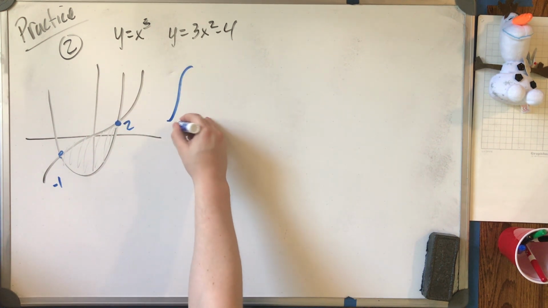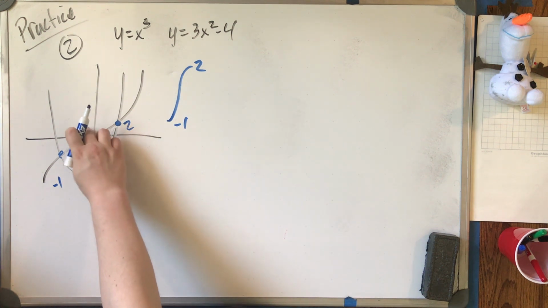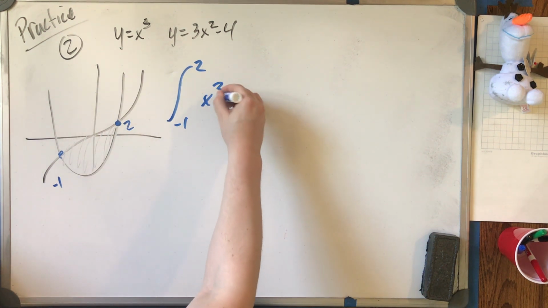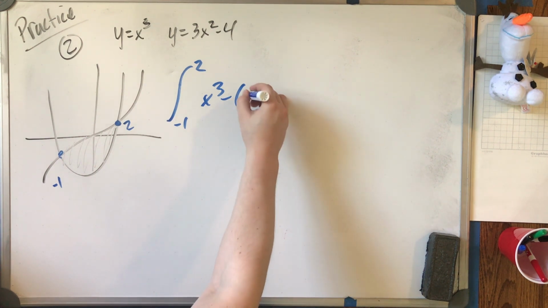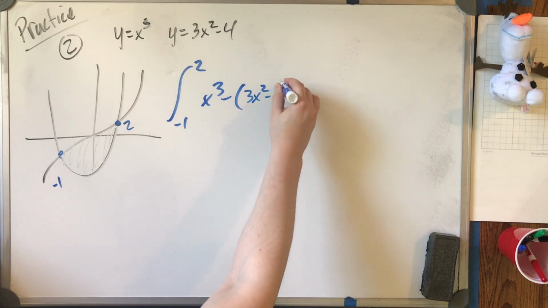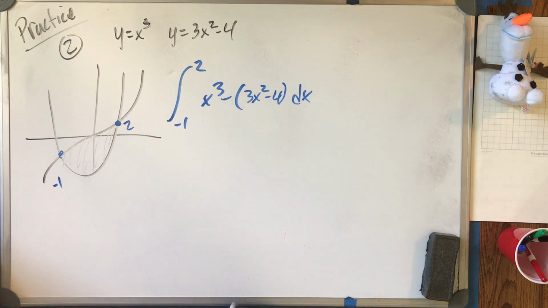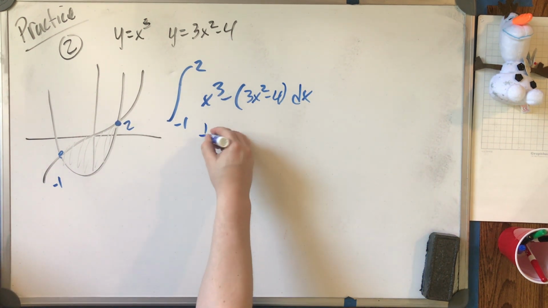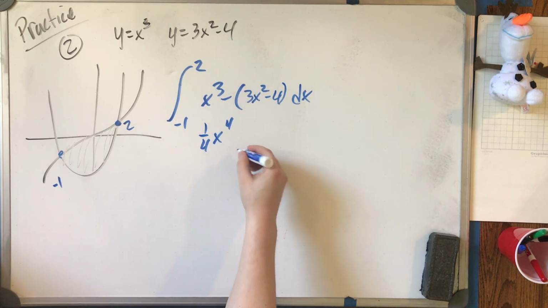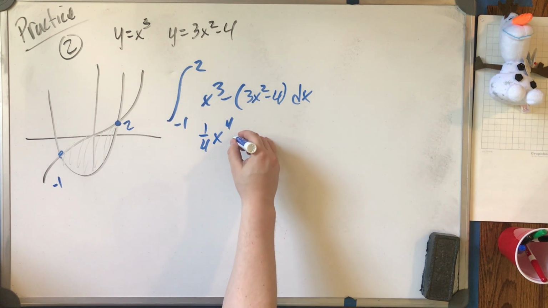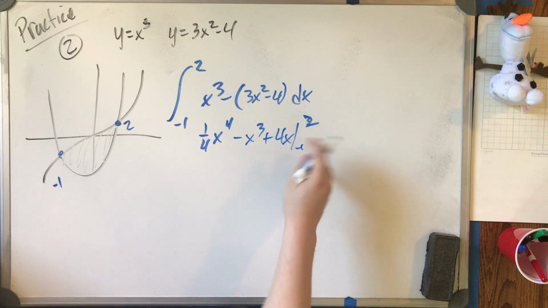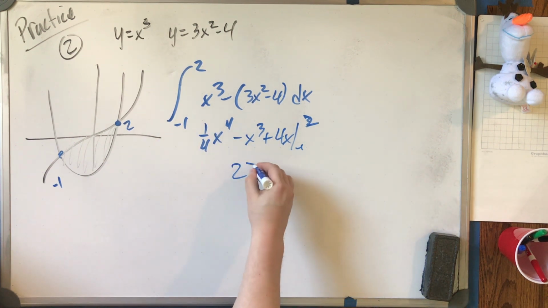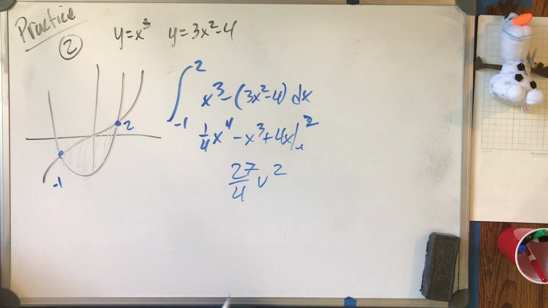So I'm going to integrate from negative 1 to 2. The function on top is x to the third. The function on bottom is 3x squared minus 4. I need parentheses when I subtract it, or this is not going to work out very well for me. And from here, it's just finding the integral, everything that you already know how to do. Plug it all in, and we're going to get 27/4 units squared.